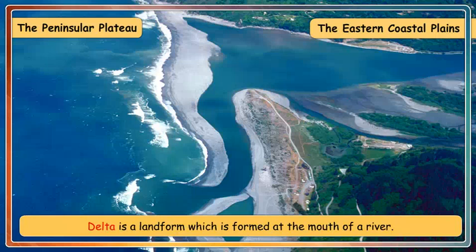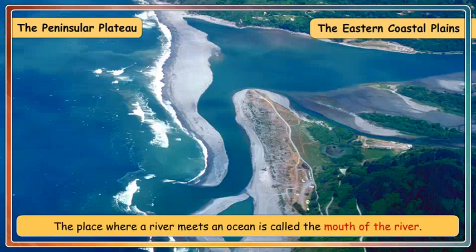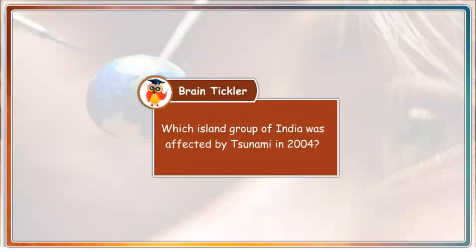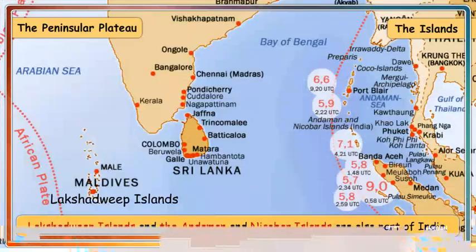Delta is a landform which is formed at the mouth of a river. The place where a river meets an ocean is called the mouth of the river. Brain tickler. Which island group of India was affected by tsunami in 2004?